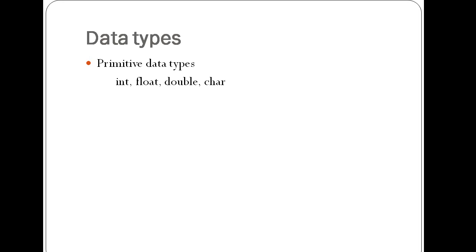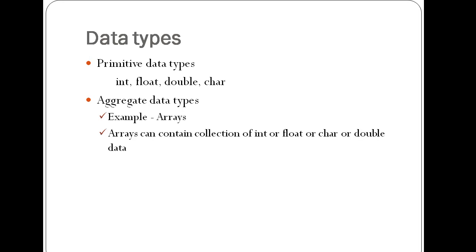As of now, there are three categories of data type. One is primitive data type, another one is aggregate data type, and another one is user-defined data type. So for aggregate data type, the example is arrays. And arrays can contain a collection of integers, floats, characters, or doubles. So we are going to see in detail how to create arrays, and what operations you can perform on arrays in the later stages.